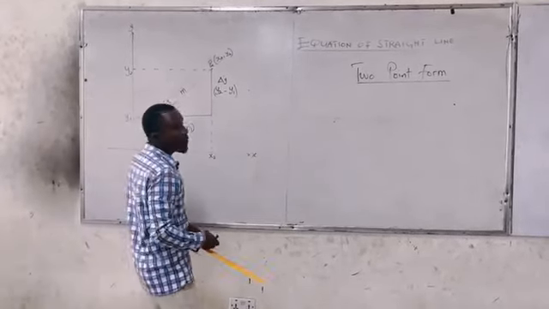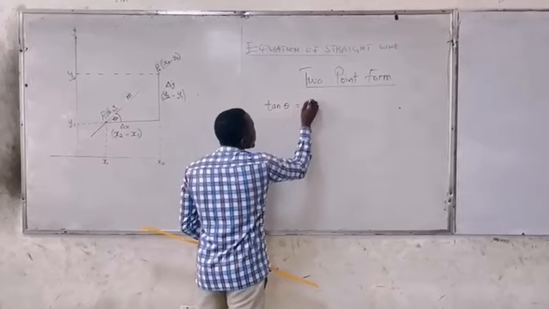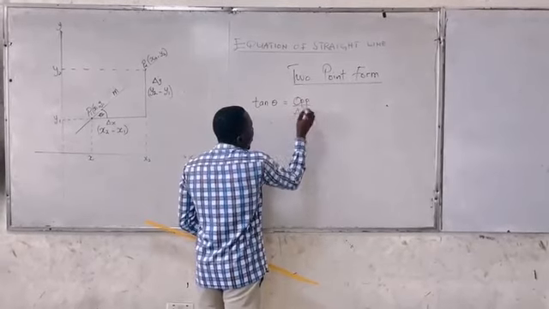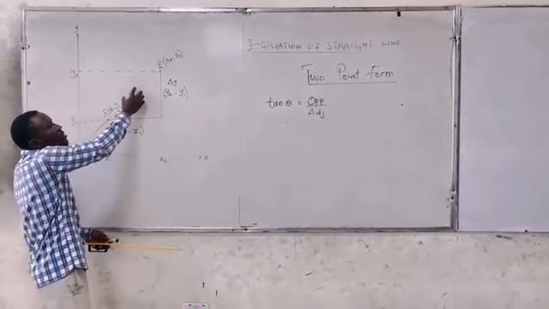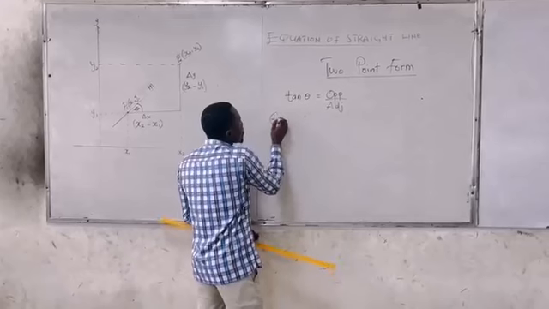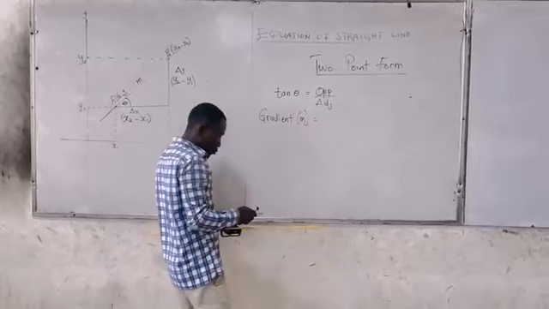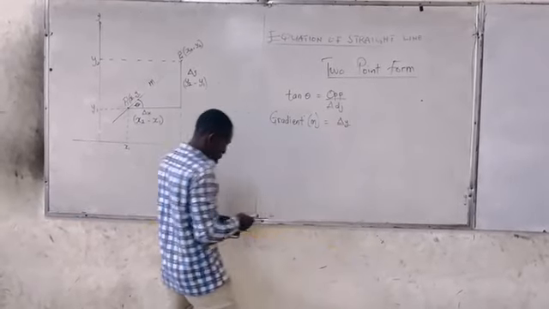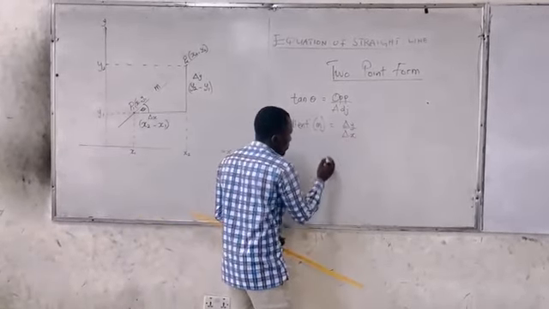Okay. So we say tan theta is equal to opposite over adjacent. Very good. So we are saying that tan theta is going to help us to get the gradient, which we are denoting by M. So we will say that gradient, which is M, is equal to. Now when we look at the opposite side, we have change in y. And then when we look at the adjacent side, we have change in x.